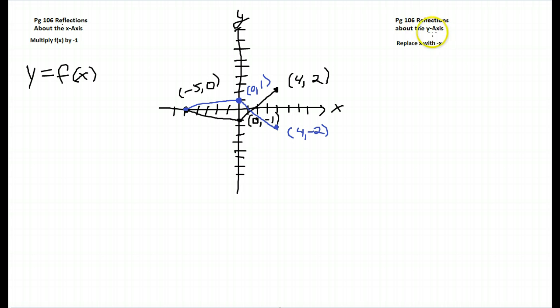To do a reflection about the y-axis, we're going to change colors here. Let's deal with a nice red. What we need to do is replace the x with -x. In other words, change the sign of the x coordinate. So if I take the first point, -5, 0, changing the sign of -5, it becomes +5. So I now would have +5, 0. So 1, 2, 3, 4, 5. +5, 0 is going to be on it.